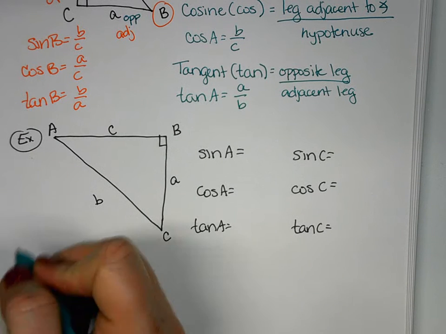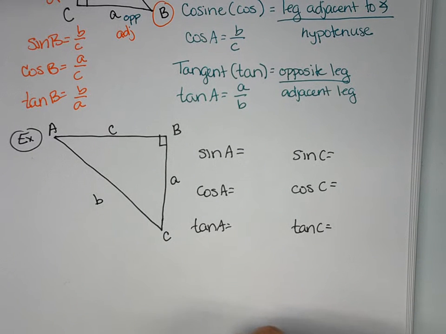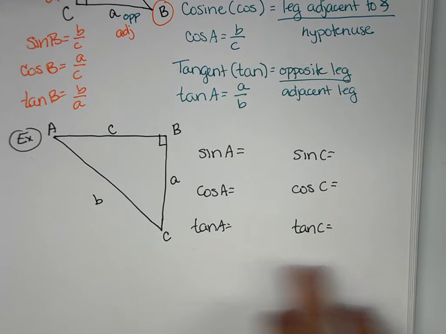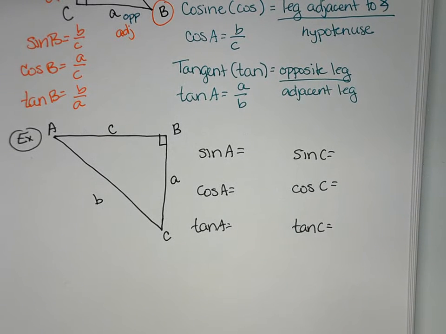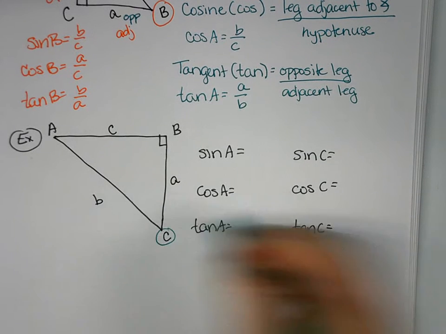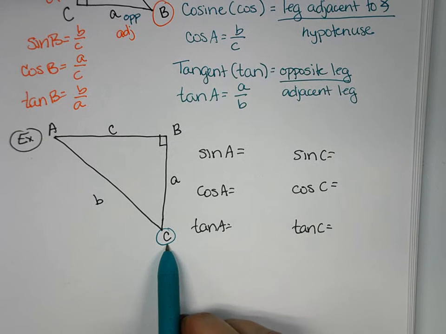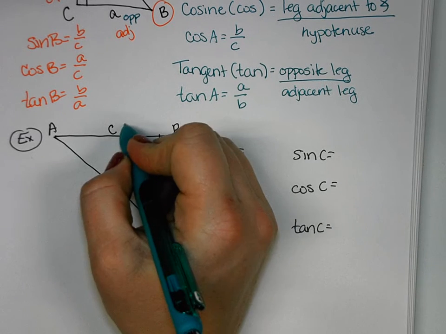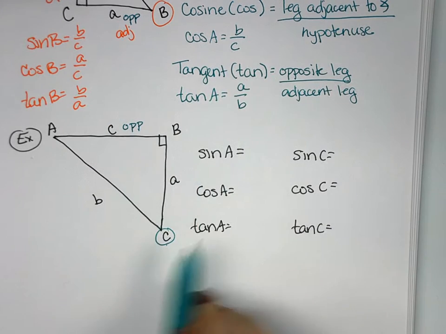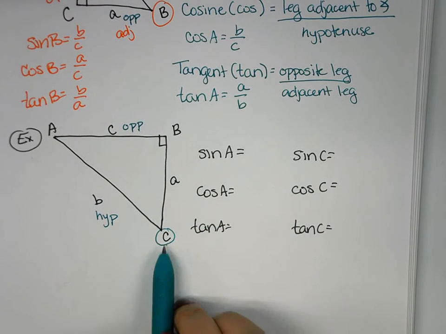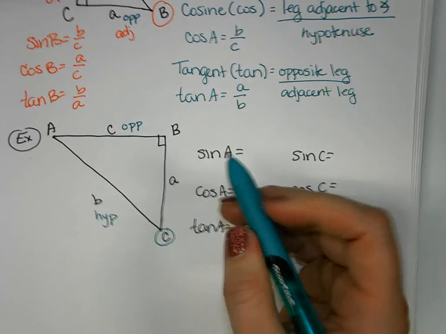Okay, so again, just like before, pick an angle to start with. Doesn't matter which one. Do we want to start with A or C? As long as it's not the 90-degree one. C, okay. So in relation to C, which side is opposite? C. What's your hypotenuse? B. And which side is your adjacent? A.